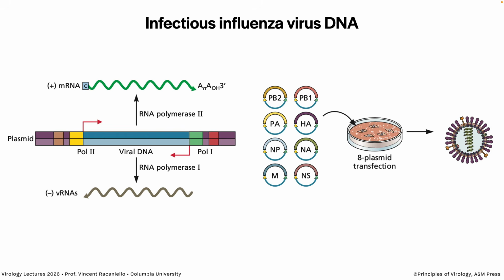And then when you put these in cells, you make both mRNA and viral RNA for incorporation into new particles. And so in practice, what you do is you take 8 plasmids, each encoding 1 of the genome segments. You put those in cells, and out comes influenza virus. So a little different because you need 8 plasmids, but still it works.